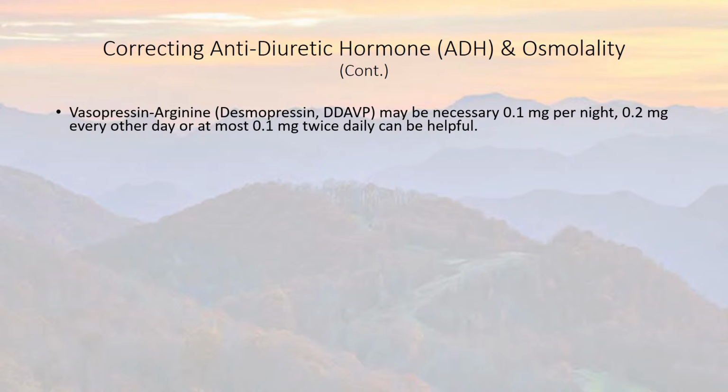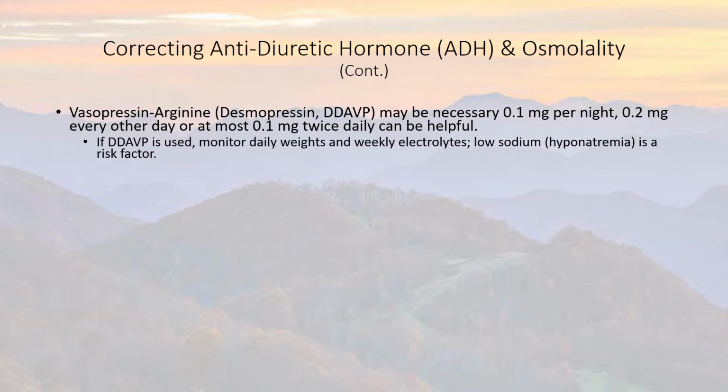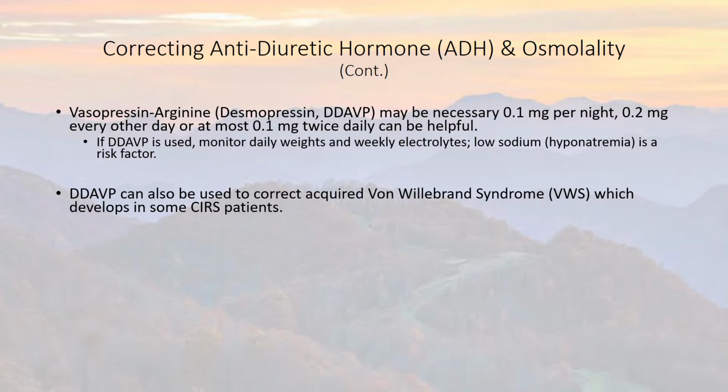Vasopressin arginine, also known as desmopressin or DDAVP, is a medication that can be used at 0.1 milligrams per night to 0.2 milligrams every other day, or at the very most 0.1 milligram twice daily, and can be very helpful. Basically, this is a nasal spray that helps to correct the ADH issue. It causes fluid retention. It's good to monitor daily weights and weekly electrolytes, especially low sodium and potassium elevations, as this can happen with these medications.